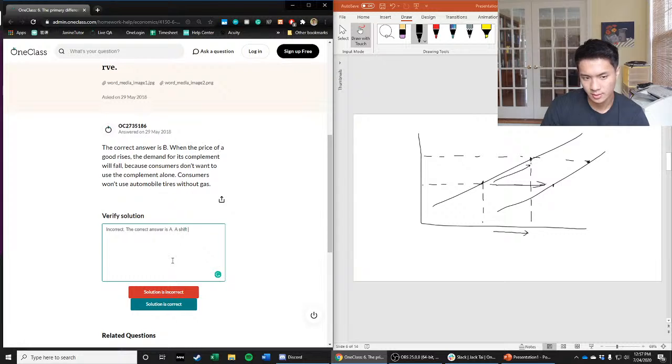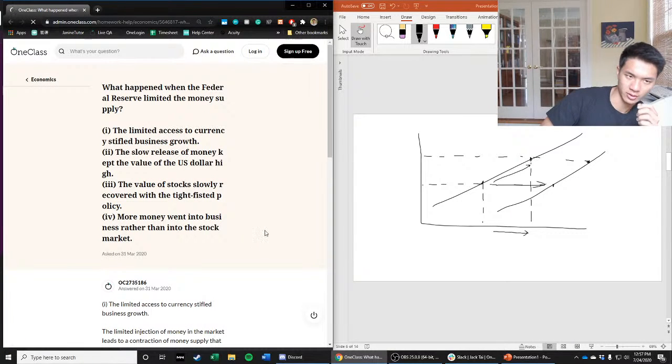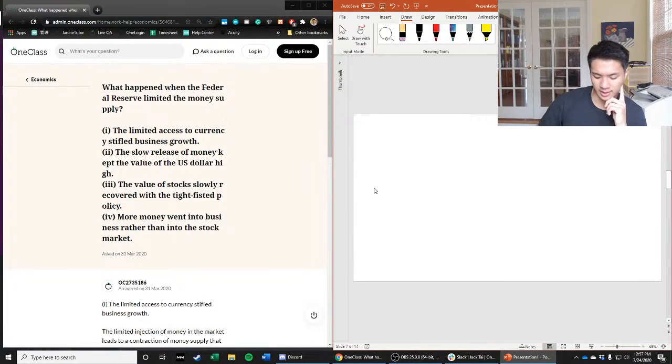Shift in supply: a change in supply refers to a change in quantity supplied at every price level, i.e. a shift. A change in quantity supplied refers to a change in price causing a change in quantity supplied, i.e. a movement. Okay, so the solution is incorrect because I think they paired the wrong answer, and we can mark that as incorrect. Next question says, what happens when the Federal Reserve limited the money supply?